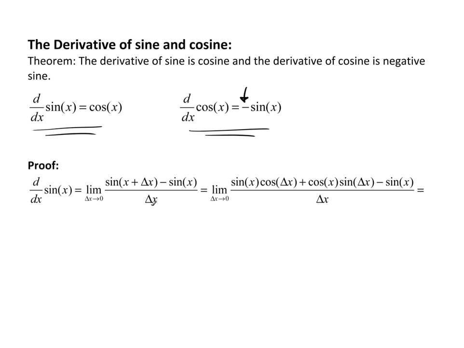Now, all I'm going to do is use a couple of simple trig identities here. Sine of x plus delta x is actually equal to this piece right here: sine x cosine delta x plus cosine x sine of delta x. So this is this trig identity. All I did is use a trig identity. I haven't really changed anything yet.